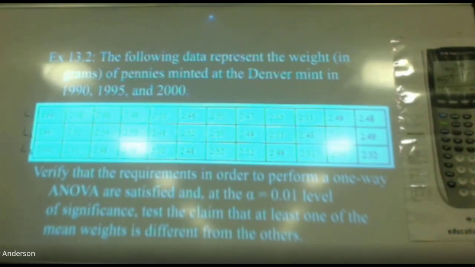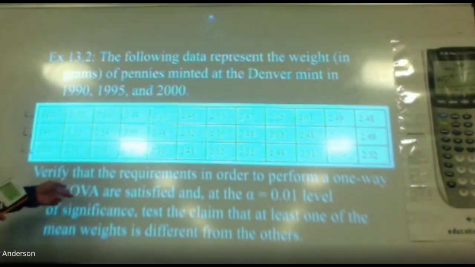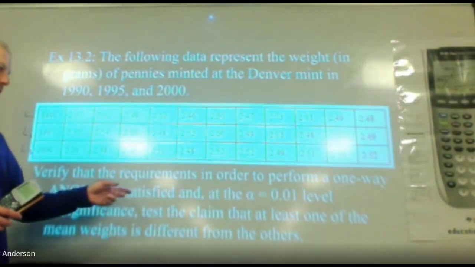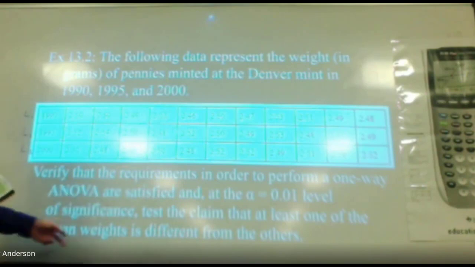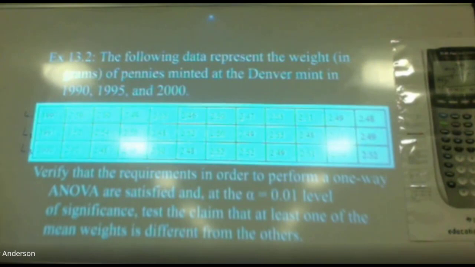So then the question says, verify that the requirements in order to perform the one-way ANOVA are satisfied. And at the alpha equals 0.01 level of significance, test the claim that at least one of the mean weights is different. Okay, so remember the first thing you have to do is compare the standard deviations.